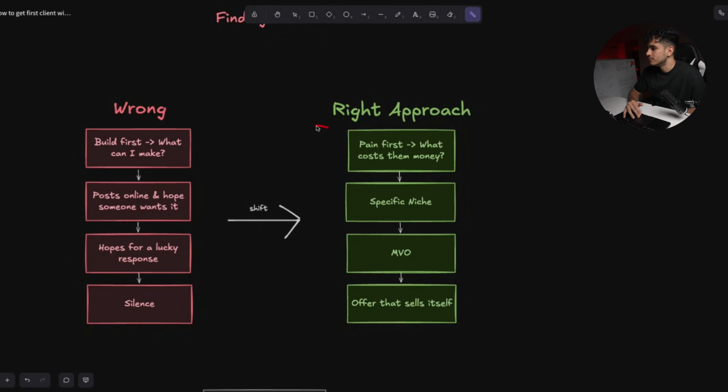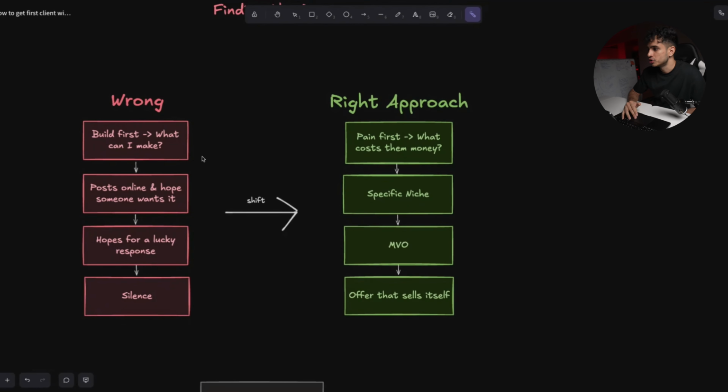Look for pains in businesses. What costs them money? Okay. Another thing people do, they'll just post online whatever they build and hope someone wants to buy it. No, what you need to do is find the pain and then look for the specific niche that pain is in. All right.